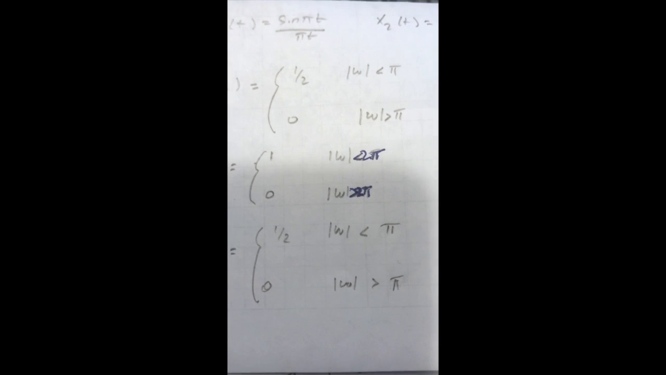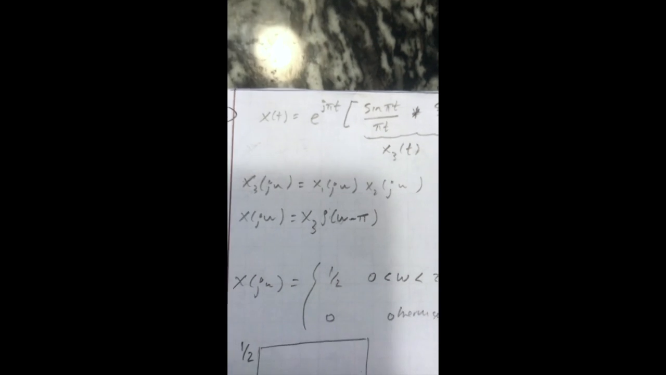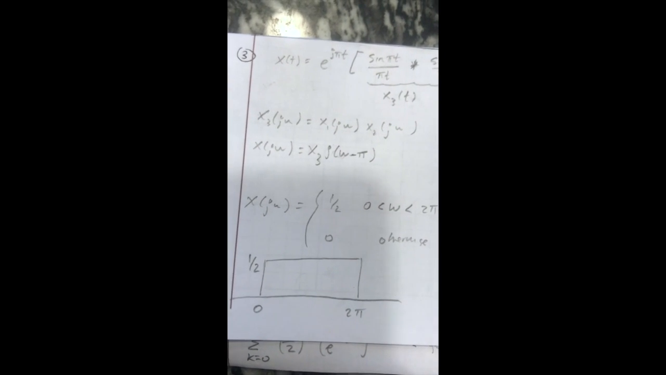Now notice that the range of this goes from negative pi to pi. So if you add pi to both sides, you get 0 on the left side and 2 pi on the right side for x3 of j omega. So x of j omega here will go from 0 to 2 pi with a height of 1/2, and that is a visual representation of how it looks. And this is pretty much all you need for this problem. It's the correct answer.